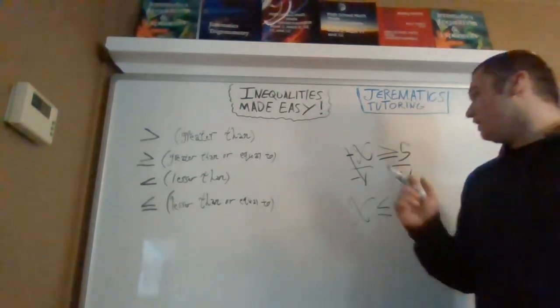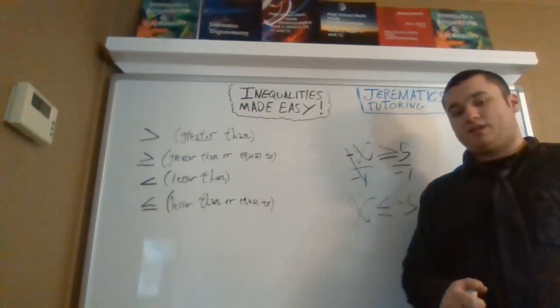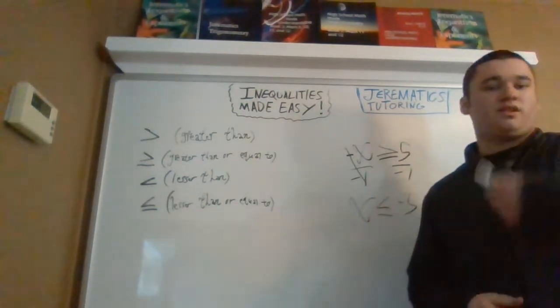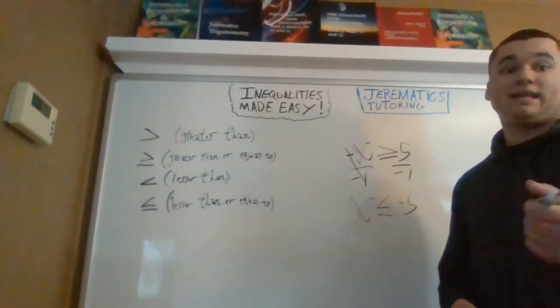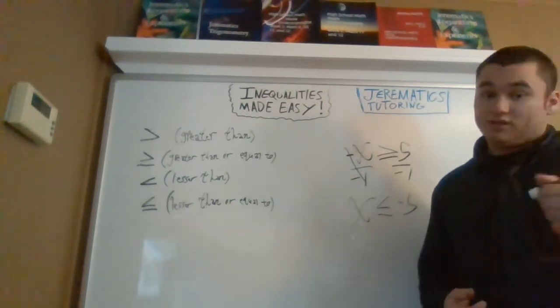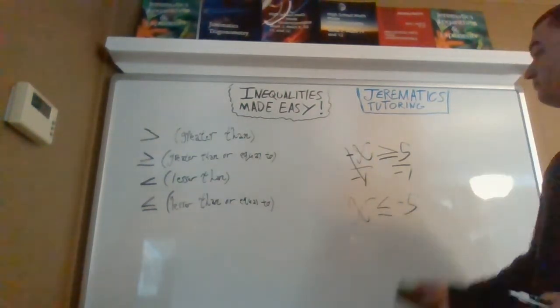So this means that negative 5 is greater than or equal to x. So this must mean that x is always a negative number because it needs to be less than negative 5, and all the numbers that are less than negative 5 are negative. So that's what that means.